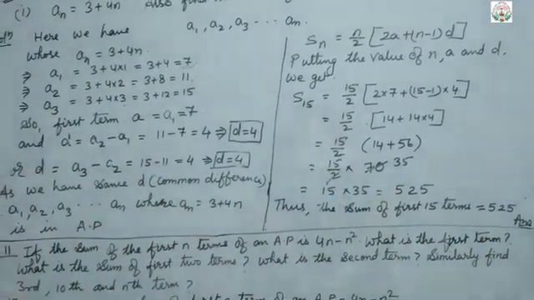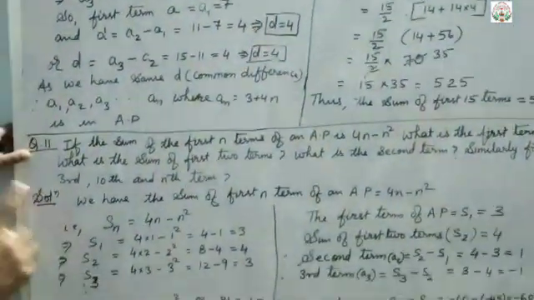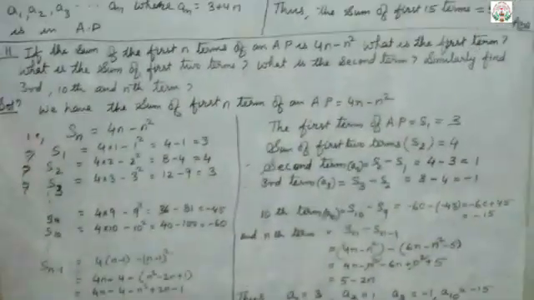Thus the sum of the first 15 terms is 525. Now let us come to the second part of the 10th question. You have to solve it as homework. I am telling you again and again.